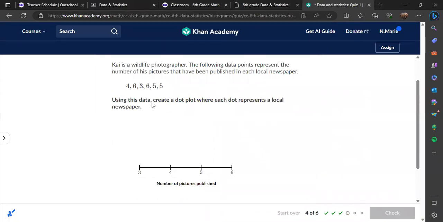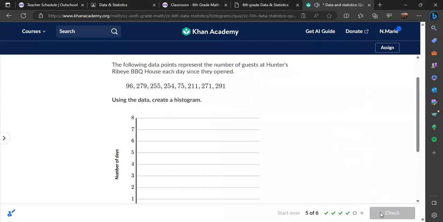Dot plots are easy to create. You put the dots on top, right? 3 occurs once. Oops. 4 occurs once. 5 occurs twice. And 6 occurs twice. And that's how you create a dot plot. Very simple.